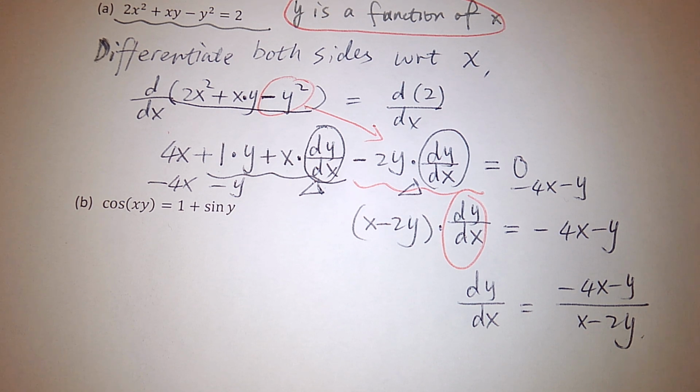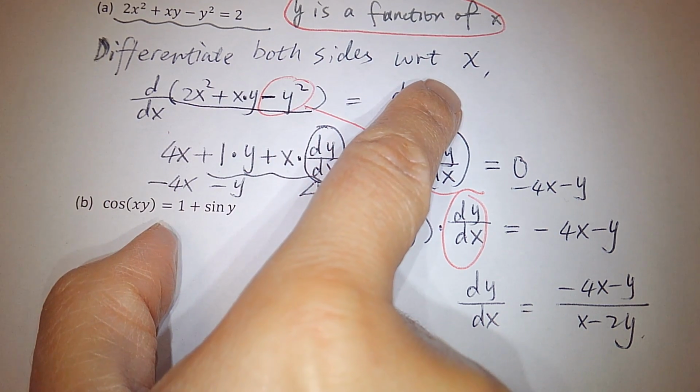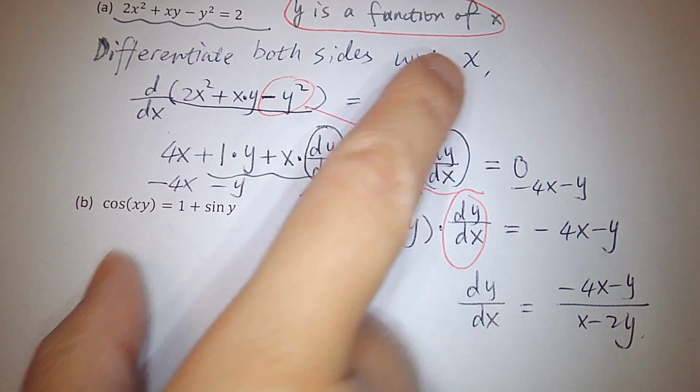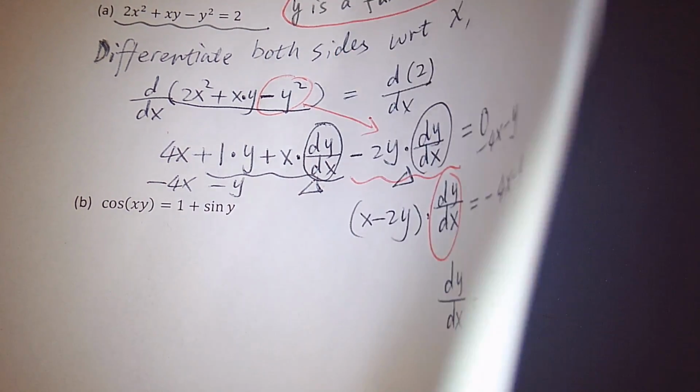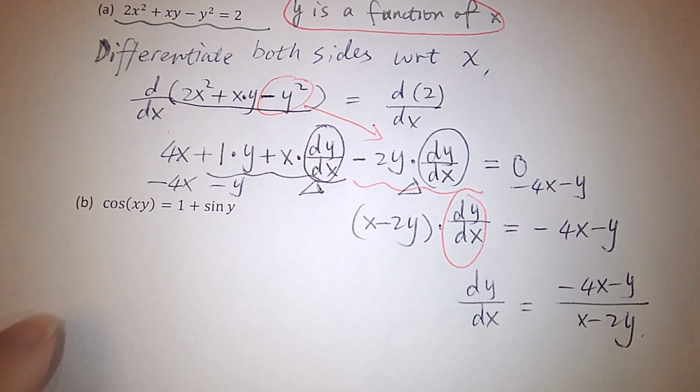There are only two steps. One step is differentiate both sides with respect to x. The second step is what? Solve for y prime, or solve for dy over dx. However, the differentiate both sides with respect to x, that's a challenging step.